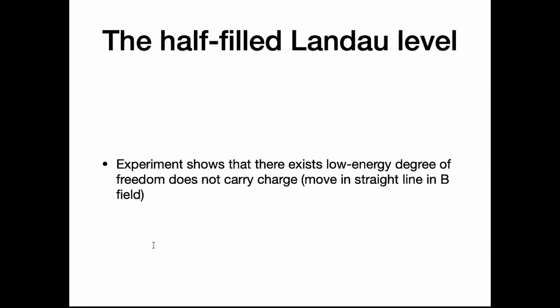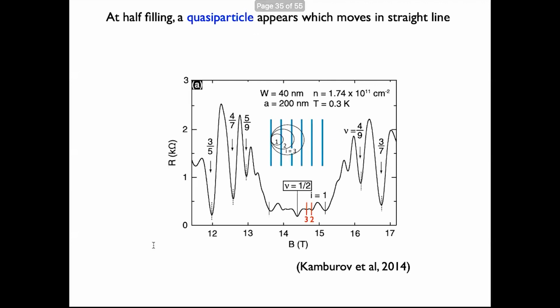So experiment shows that the half-filled Landau level has very non-trivial properties. That is, there is a low energy degree of freedom, some kind of quasi-particle that does not carry any electric charge. So the electrons themselves have charge, but these particles do not carry charge. They move in a straight line in a magnetic field.